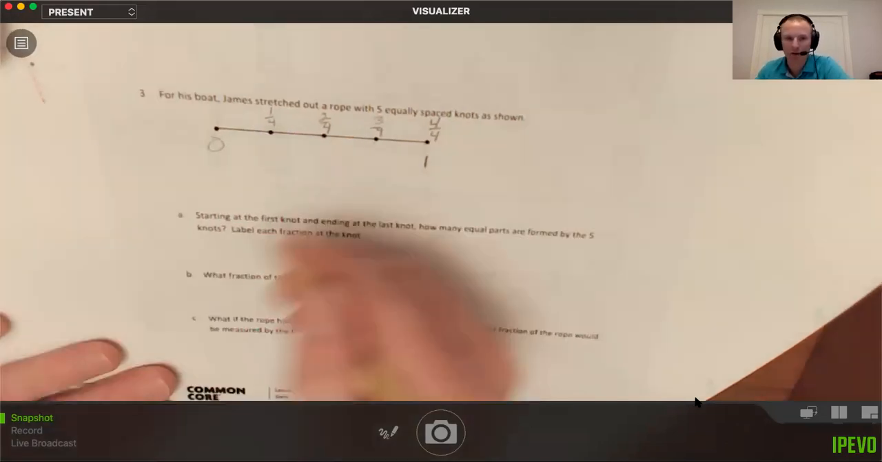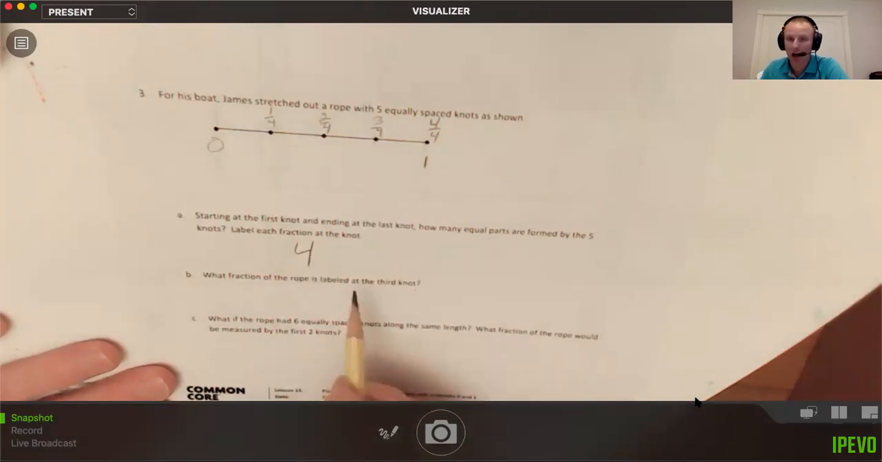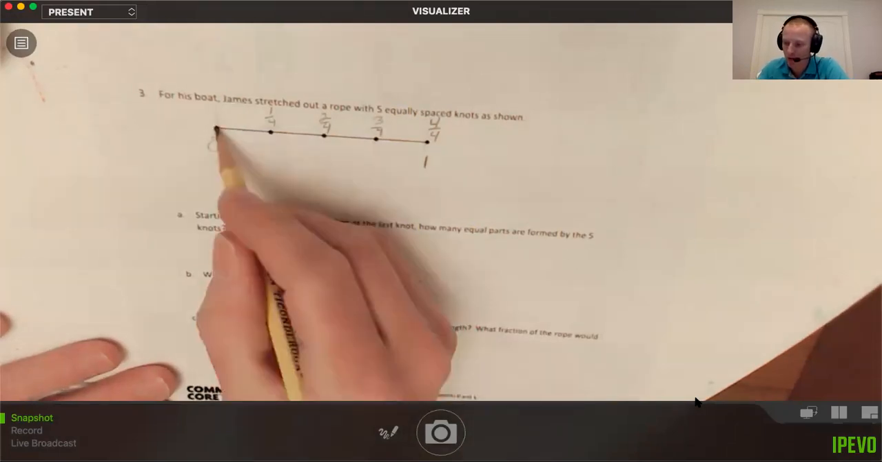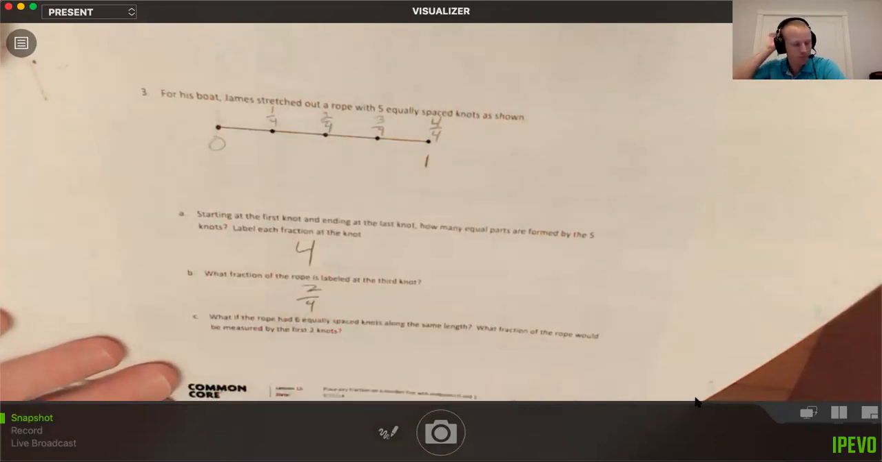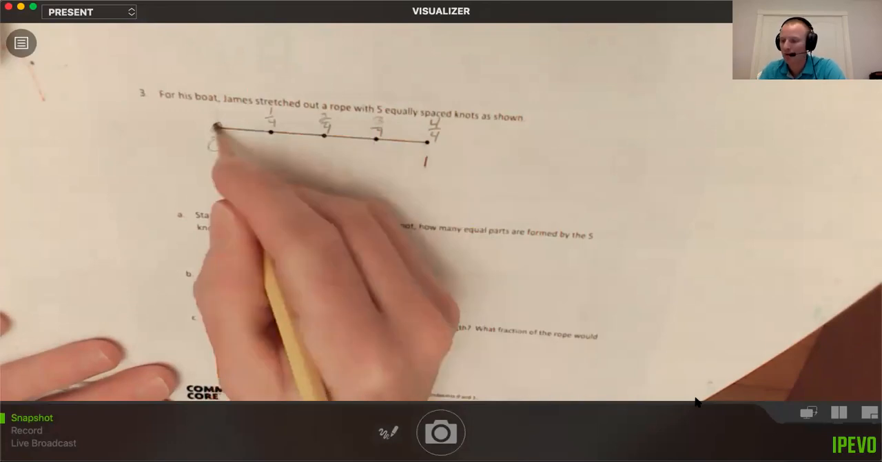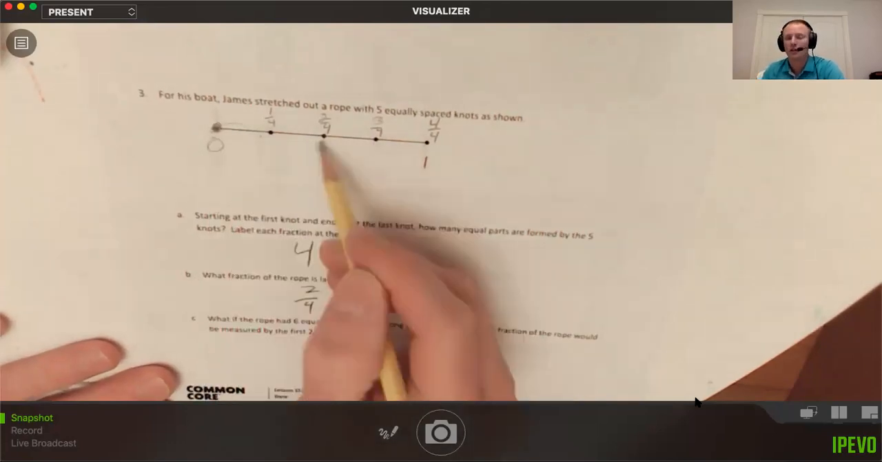So we found out here that there were 4 equal parts. What fraction is at the 3rd knot? So now we've got to say, well, 1 knot, 2 knots, 3 knots. The 3rd knot is 2/4, because then you do have to start at 0 and go 1 knot. This is 1 knot, 2 knots, 3 knots.